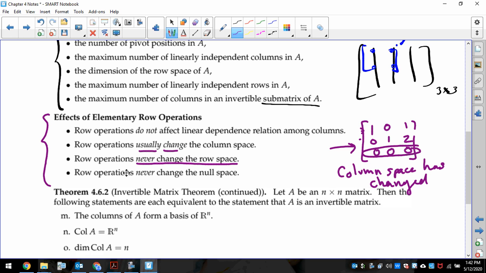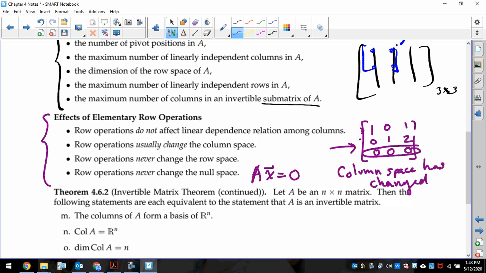And then the last thing, row operations never change the null space, which we've found since chapter 1. We found the solution set to the homogeneous equation, Ax equals 0, and the solutions to this equation are the null space. We've been finding the vectors for the null space by row reducing the matrix and then using this to write the general solution. So that is how you find the null space, and row operations do not change the null space.